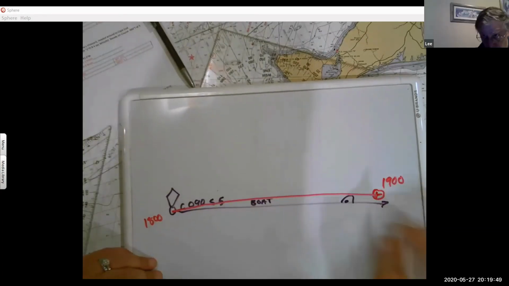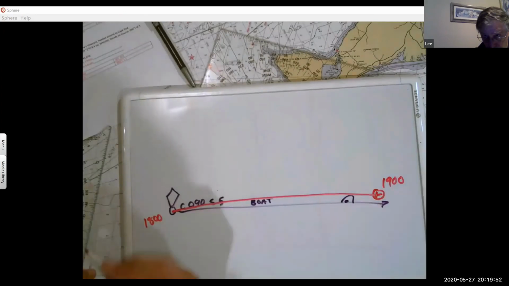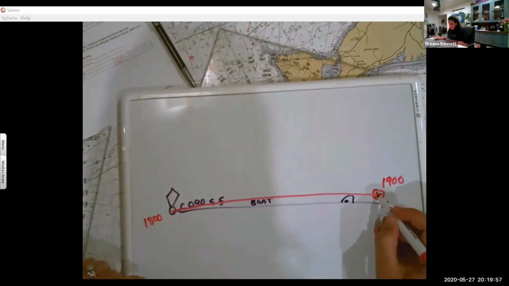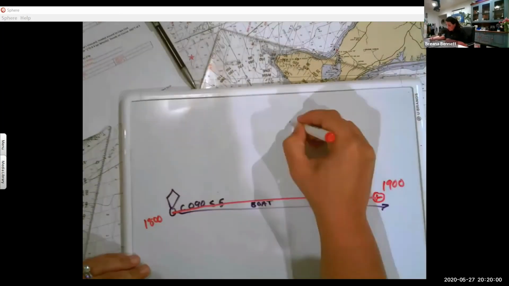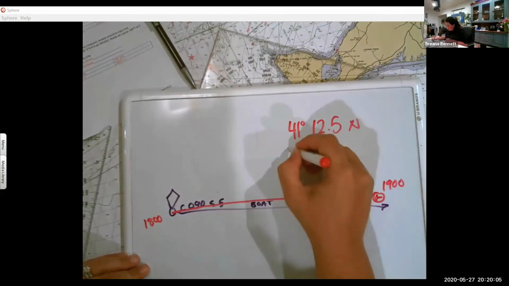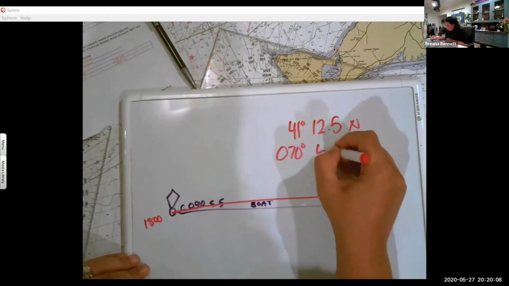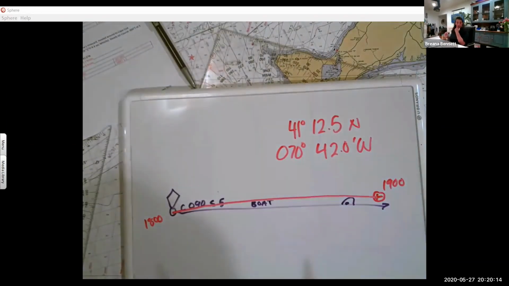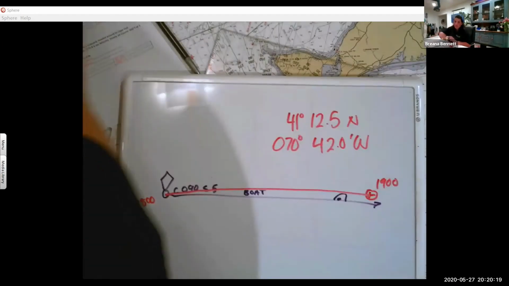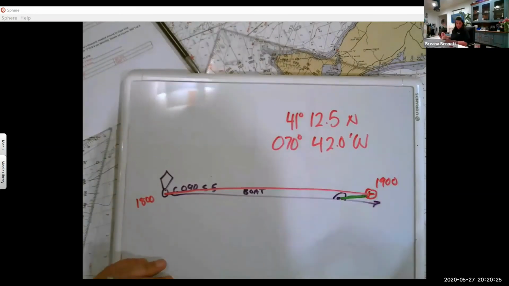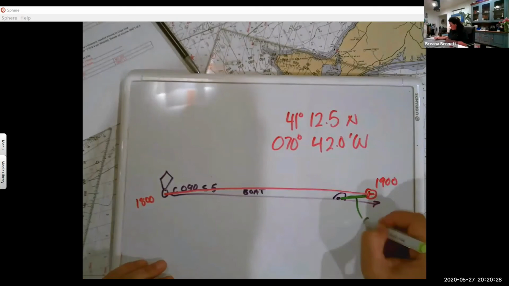Hey, Bree, what was our fix again? Our fix was in lat long. It was 41 degrees 12.5 north, and 070 degrees 42.0 west. So with our lines, we have a very flat triangle. So this is our current.